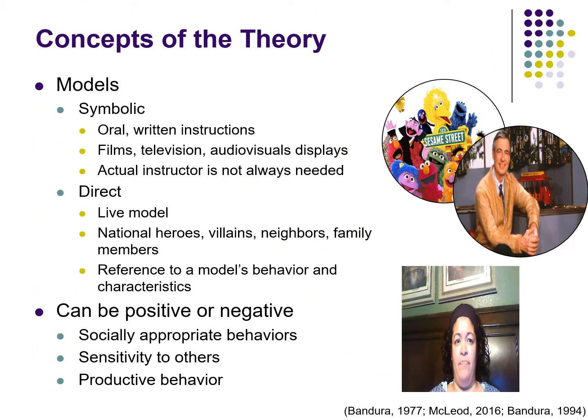Models can be symbolic, like written or oral instructions, films, television, audiovisuals, or just instructions from your instructor. They can be direct, like life models, national heroes like Washington, Sesame Street, Mr. Rogers. And they can be positive or negative. And so an aggressive behavior may still be learned if the individual is not punished.